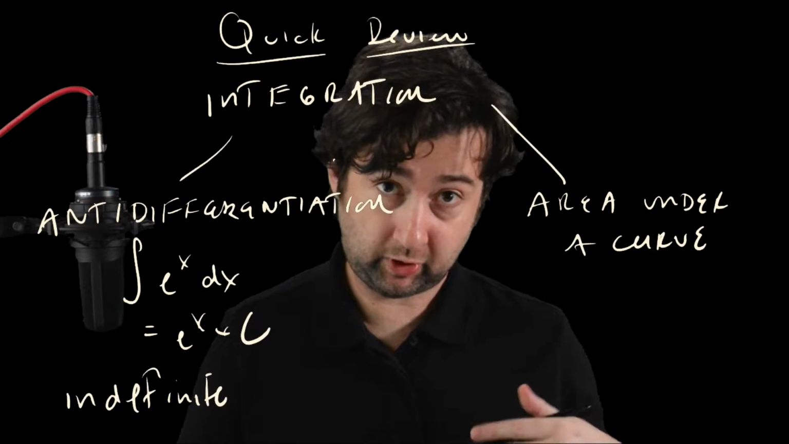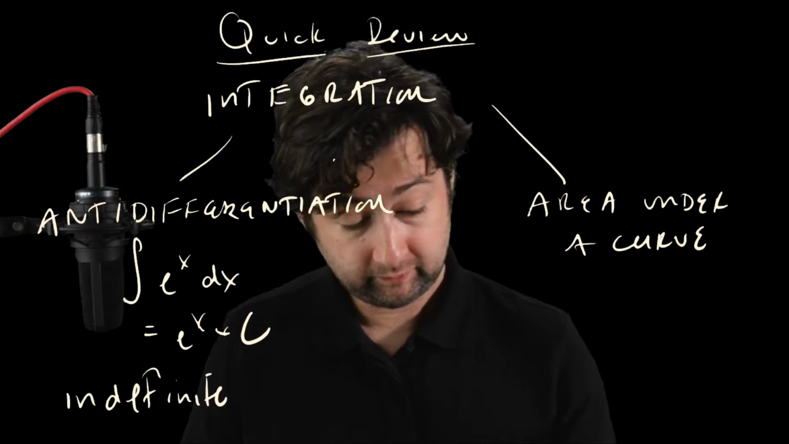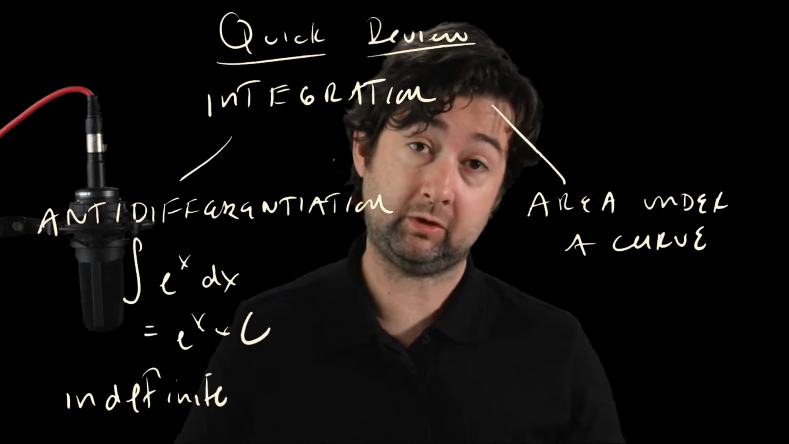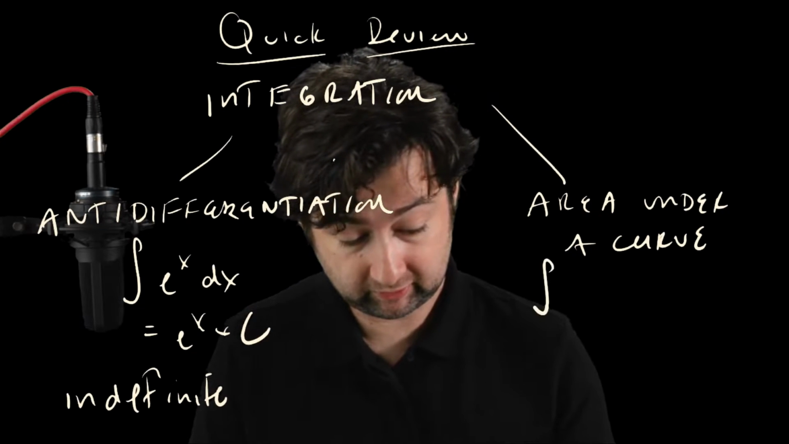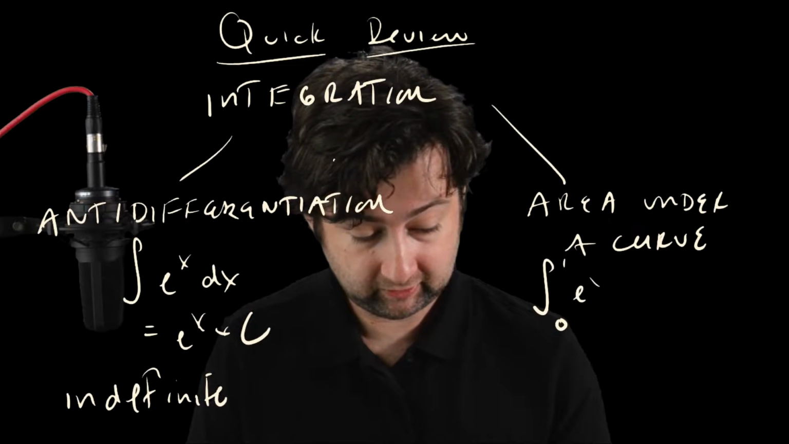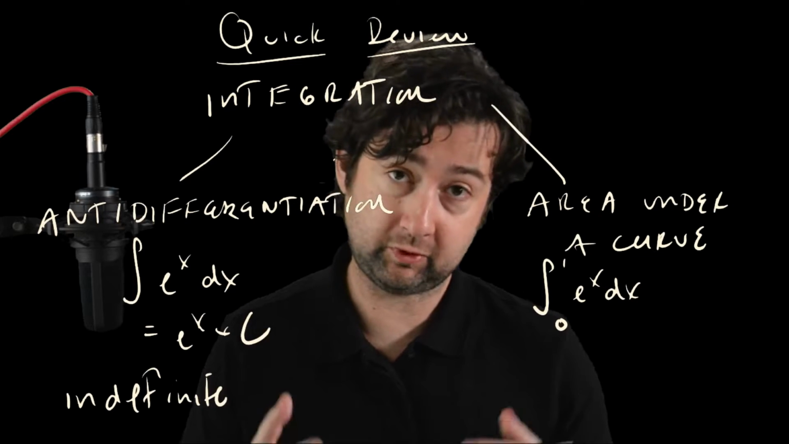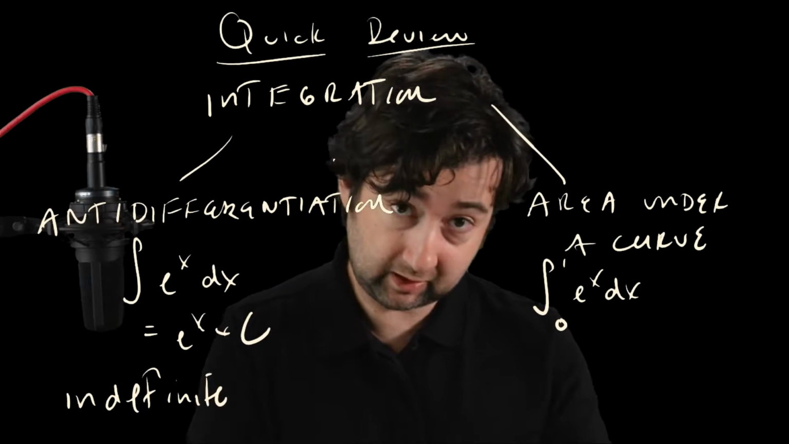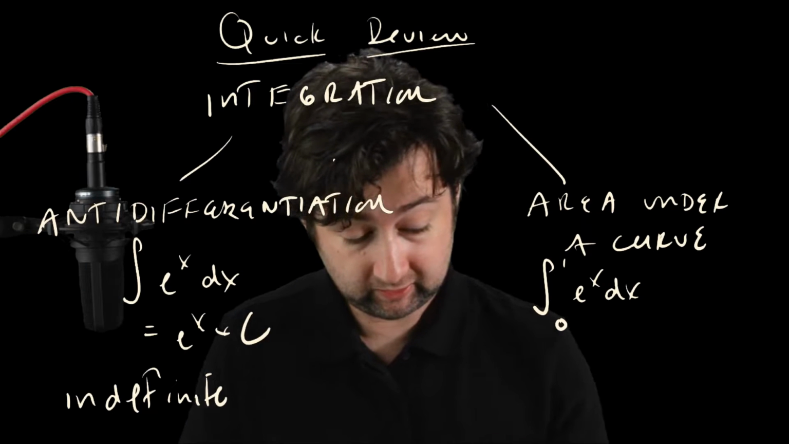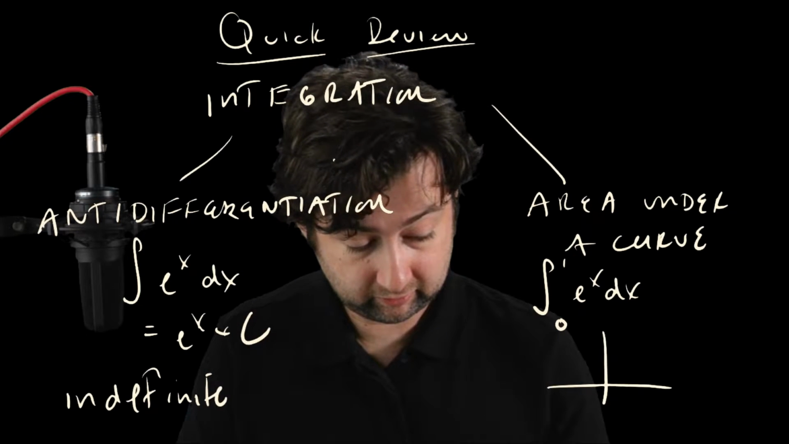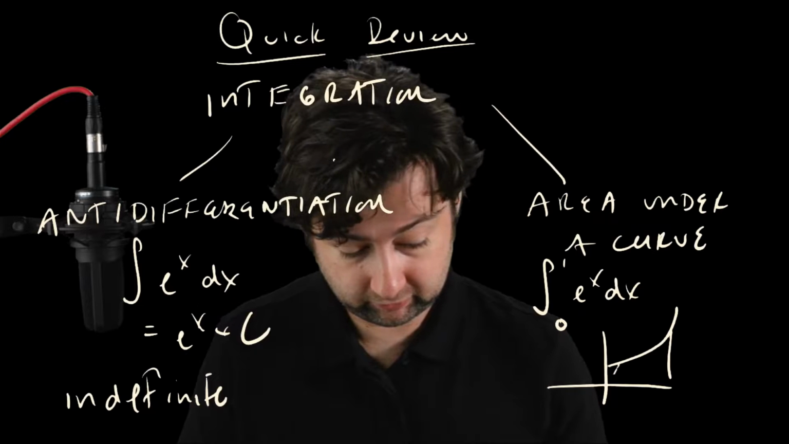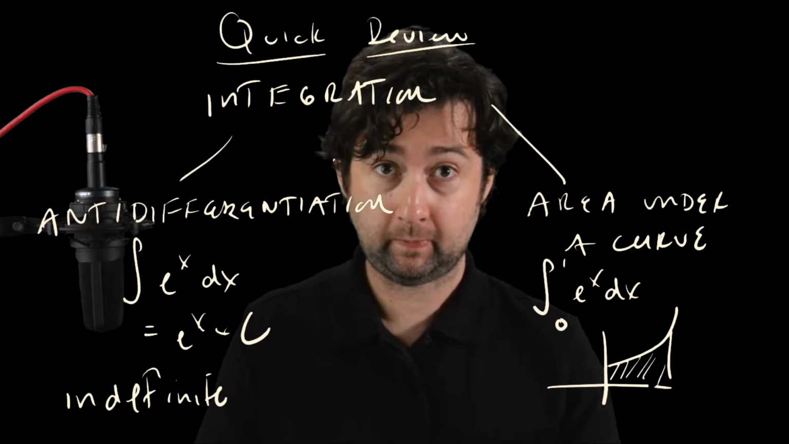On the other hand, problems like area under a curve, you did that with approximation theory typically when you see it for the first time. That looks something like the integral from 0 to 1 of e to the x dx. When you write that statement down, what you mean is the area underneath the curve e to the x between 0 and 1. So you're looking at this area in here.